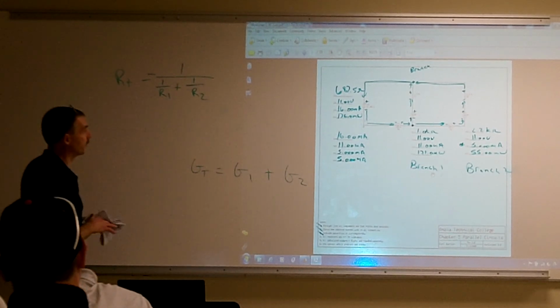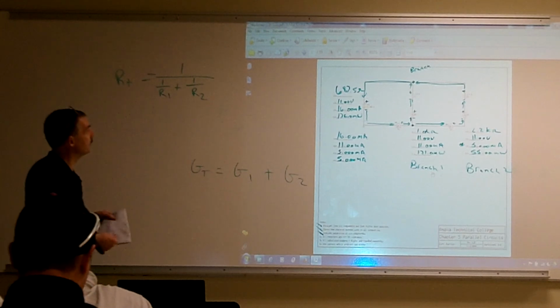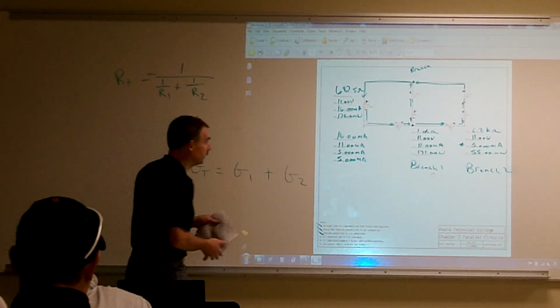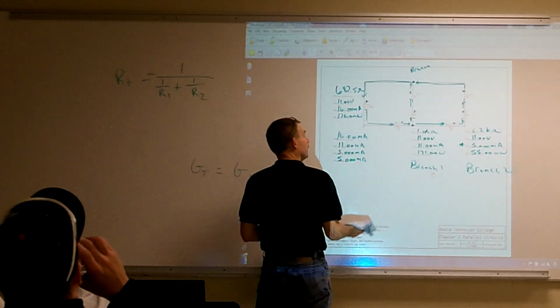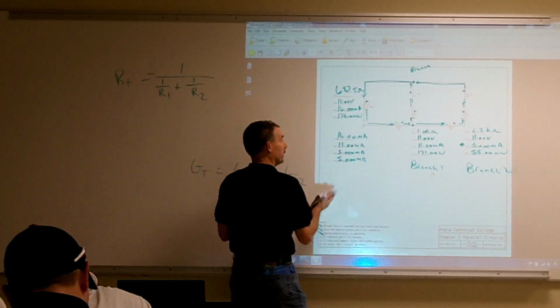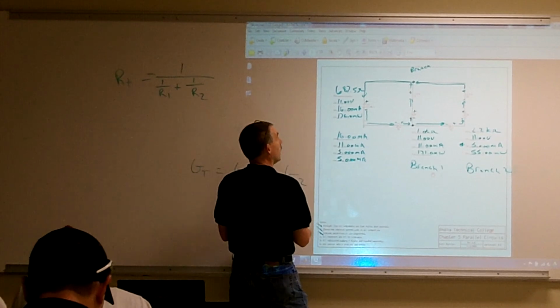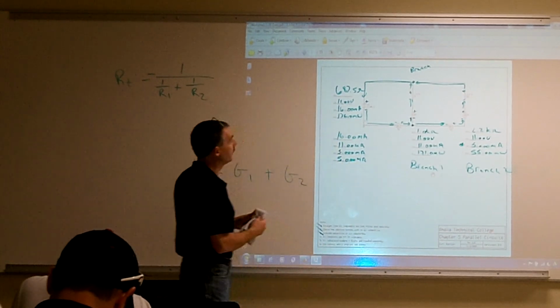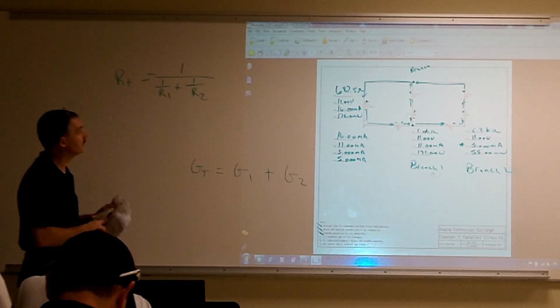As I start increasing my load, what happens to my current? Goes up. Yep, as I add more load, I get more current. Even though I'm adding more load to the circuit, my resistance actually goes down, and my conductance goes up. All right, any questions on it before I wipe it out?